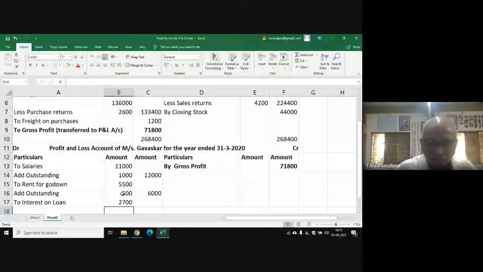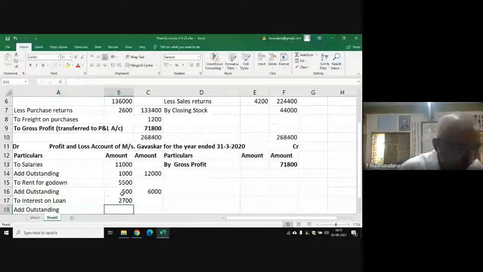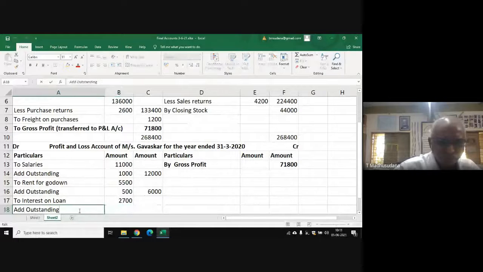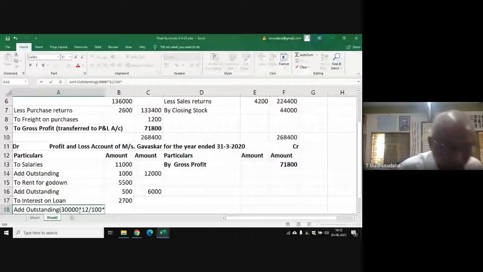Add outstanding. How do we have to calculate? 30,000 into 12 by 100 into 11 by 12.